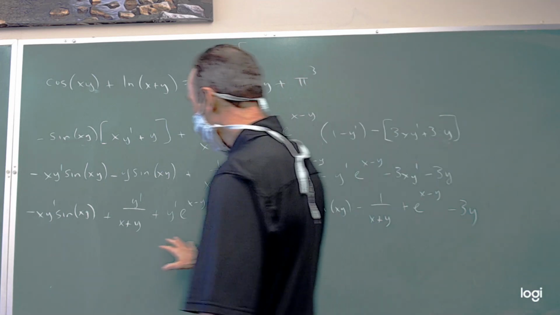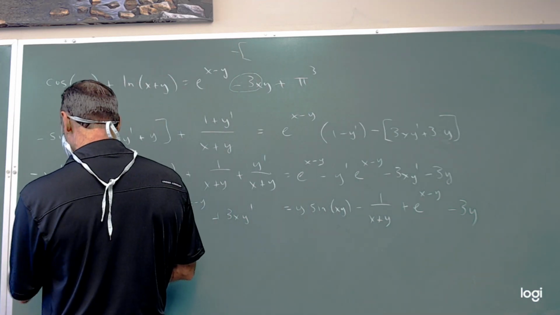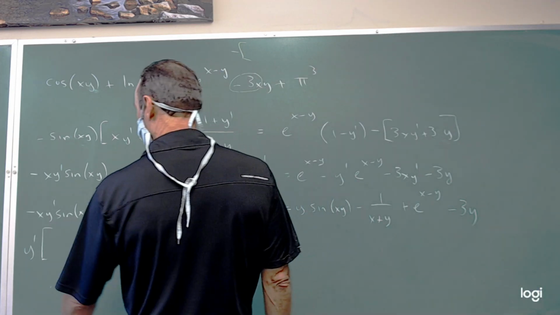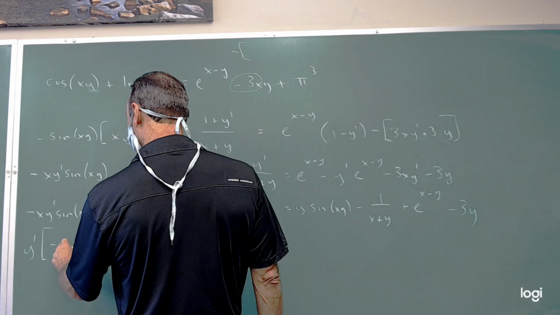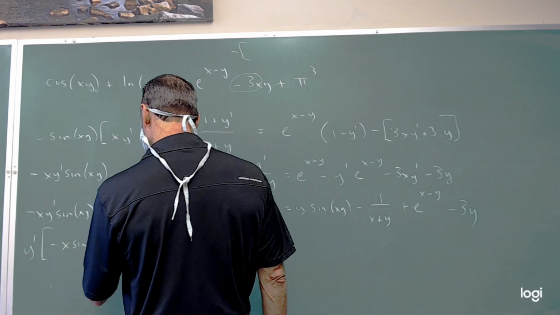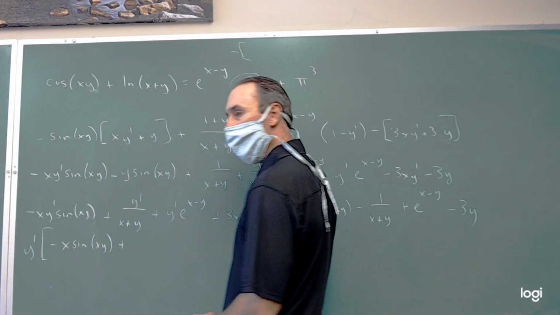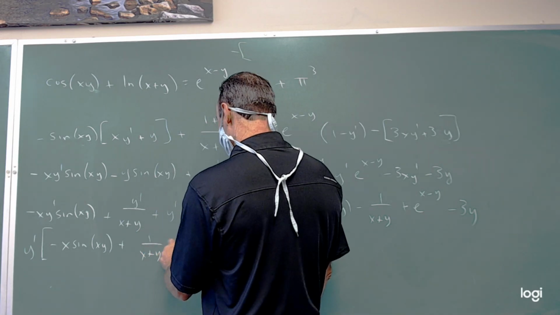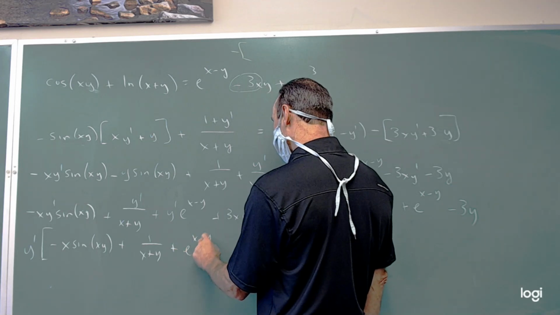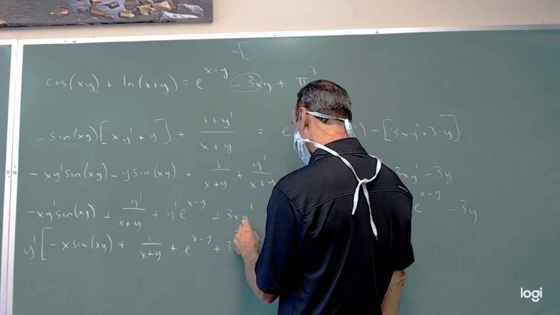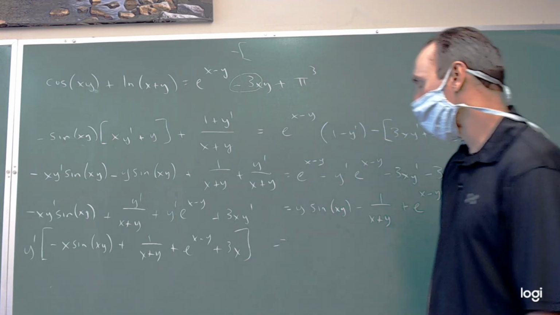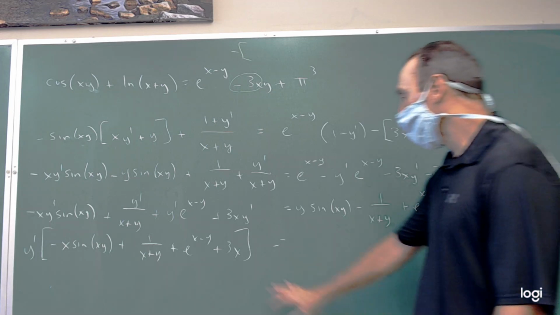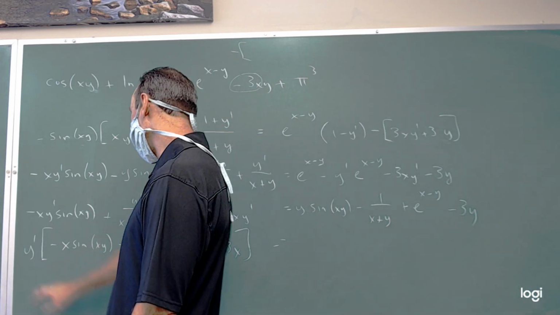So all of these that have y primes, we're going to factor that y prime out. So that's, I think, a negative x sine of xy plus, what's this going to become, this fraction? Good, just 1 over x plus y, nice. And then an e to the x minus y and a plus 3x in the parentheses.